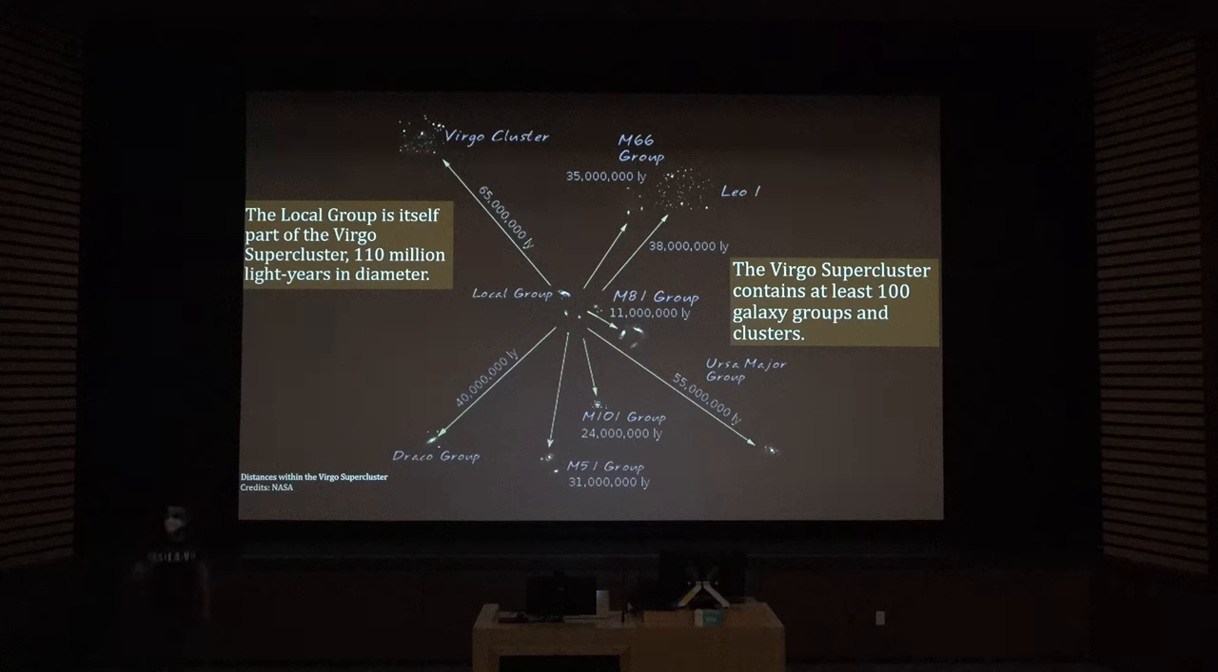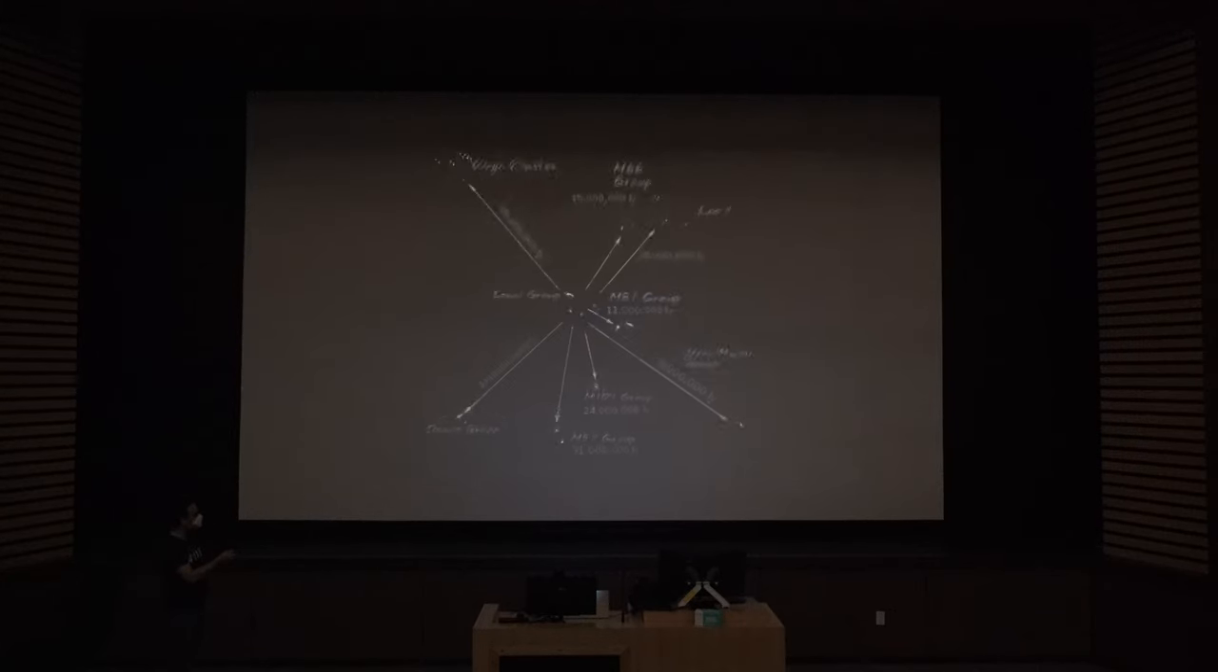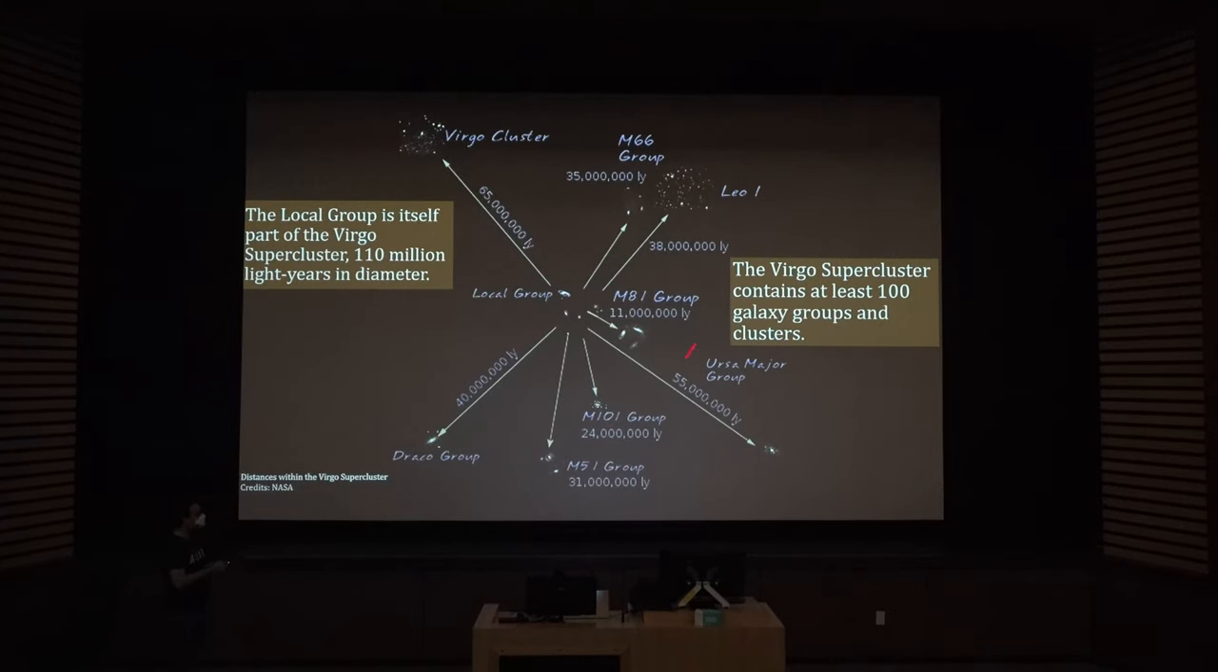So now, to answer a question that was asked here, does the Milky Way orbit anything? Yes, the Milky Way is part of this system of galaxies and galaxy clusters, and there is kind of a center of mass of this supercluster, and the Milky Way orbits that center of mass, just like the Sun orbits the center of the Milky Way, and the Earth orbits the Sun, and the Moon orbits the Earth.